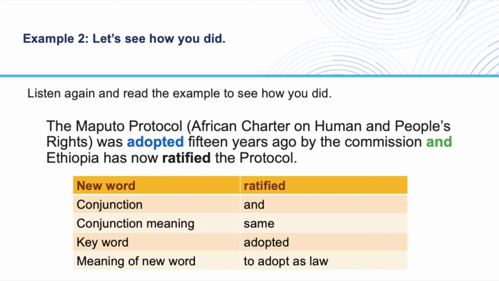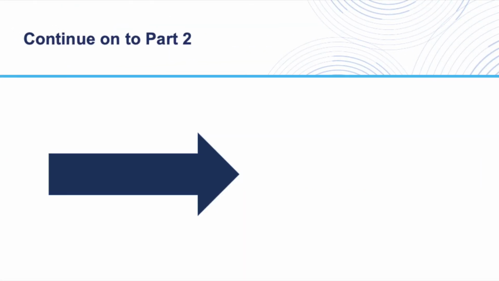Did you find the coordinating conjunction and? It means that the second sentence will have a similar meaning as the first. Did you find the key word adopted? Using these clues, you can guess that if something is ratified, it is adopted as official or as law. End of part 1.